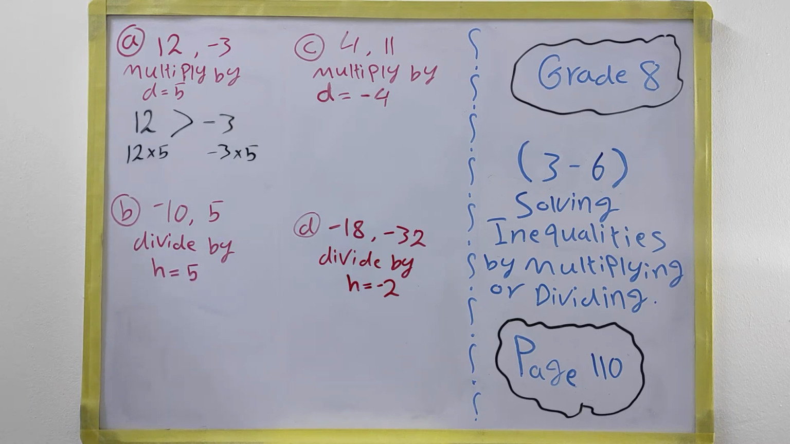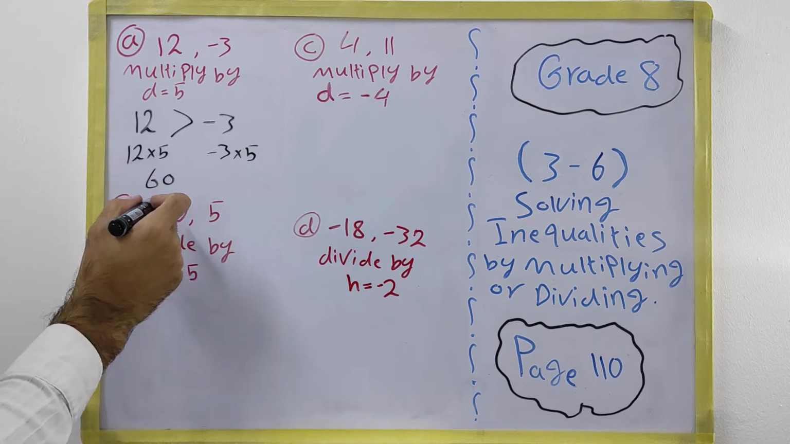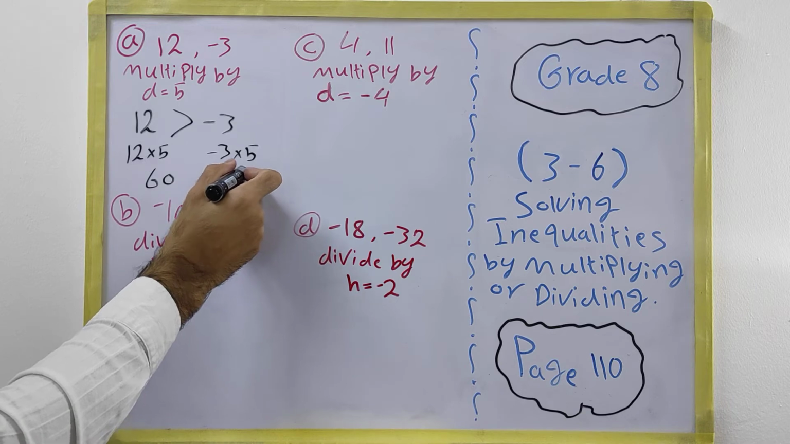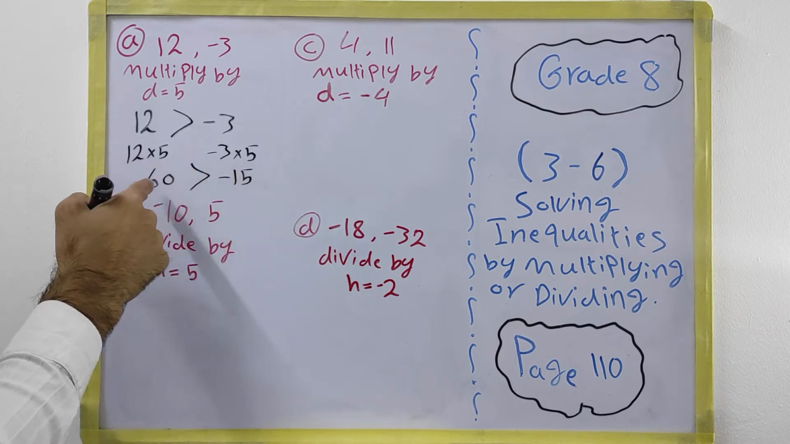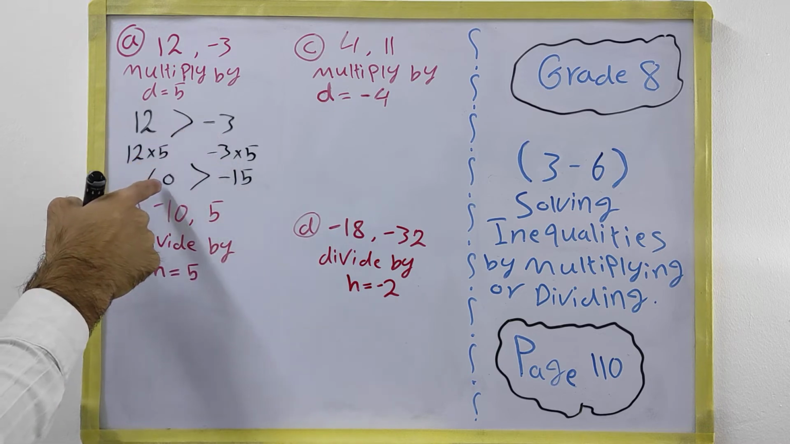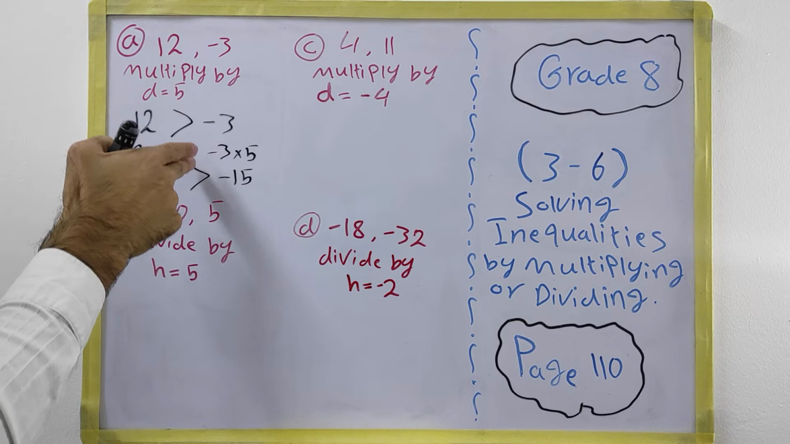Let's see which one would be greater. 12 multiplied by 5 would be 60. Negative 3 multiplied by 5 would be negative 15. Again, this side is greater. 12 is greater than negative 3. 60 is greater than negative 15. The sign stays as itself.